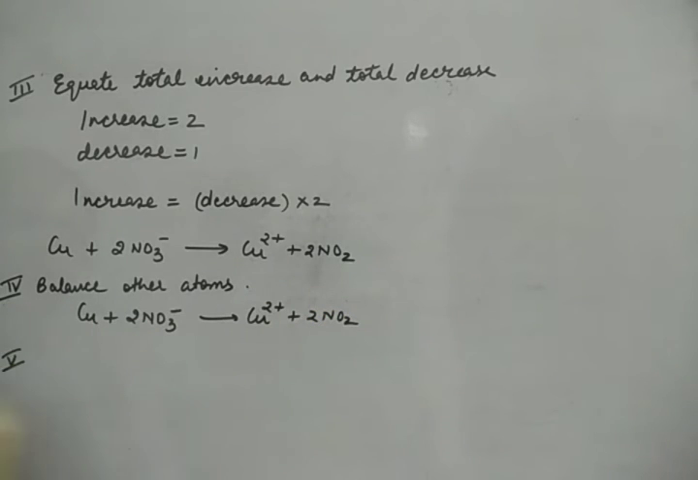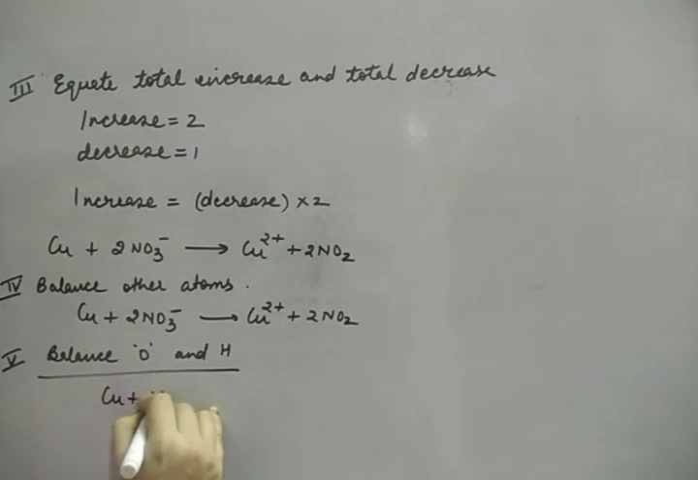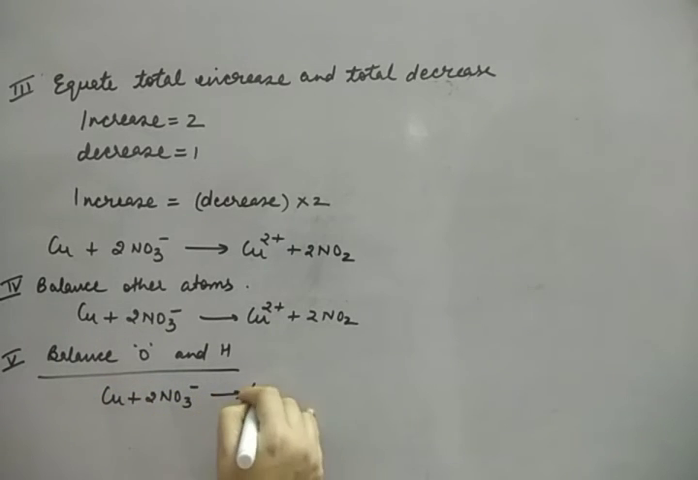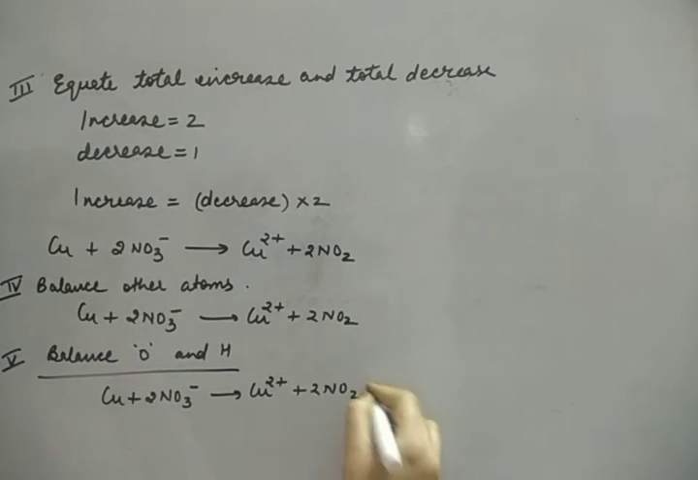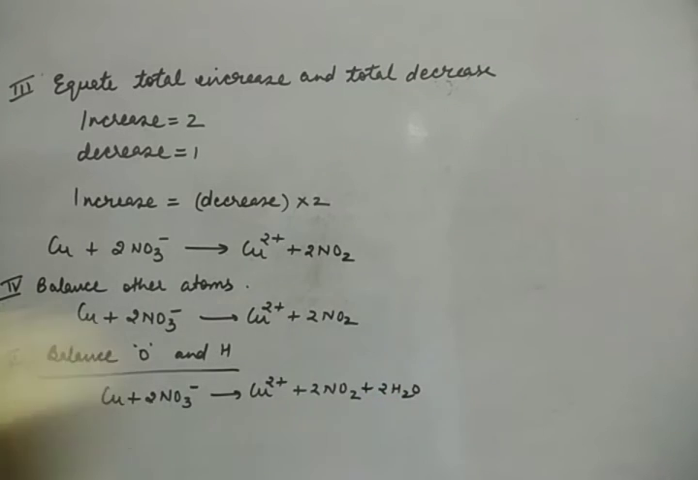The next step is to balance oxygen and hydrogen. Finally we have to balance oxygen and hydrogen. Oxygen is balanced by adding water molecules and hydrogen is balanced by adding H⁺ because it is acidic medium. Now how many oxygen atoms are there? 6. How many are there? 4. So which side is deficient? This side. So I will add 2H2O. The side where oxygen is less, I will add that much required number of water molecules.